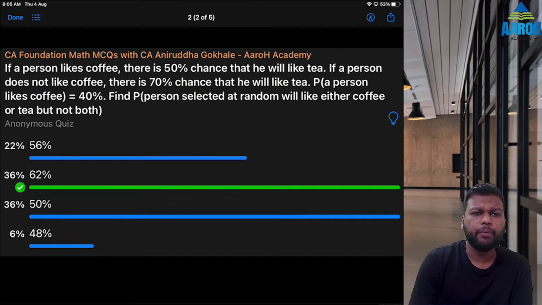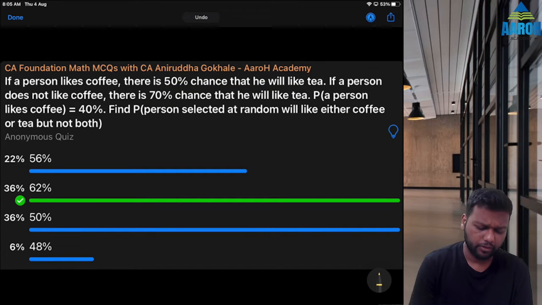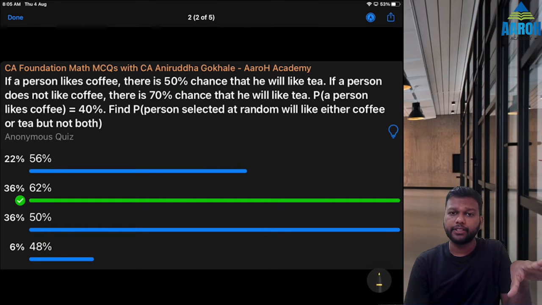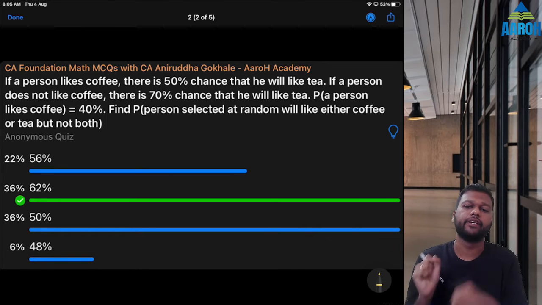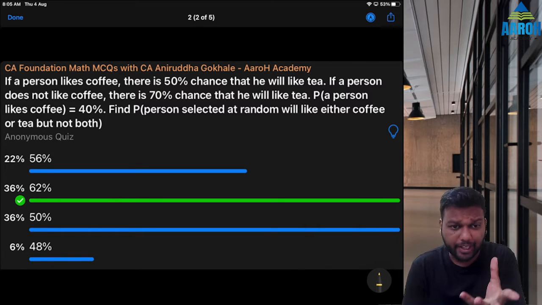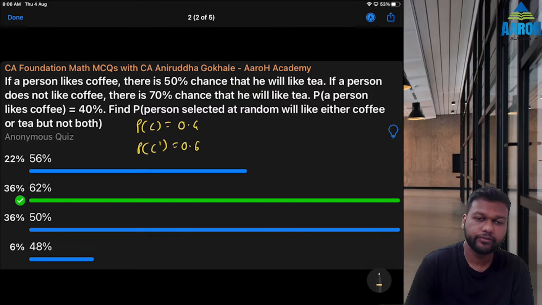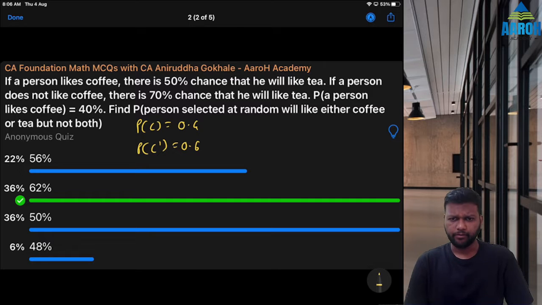Probability. If a person likes coffee, then there is 50% chance of liking tea. If a person does not like coffee, then there is 70% chance of liking tea. Fine. Probability that a person likes coffee is 40%. So probability of coffee is 0.4. That means probability of not coffee is 0.6. Right. Find probability that a person selected at random will like either coffee or tea but not both.